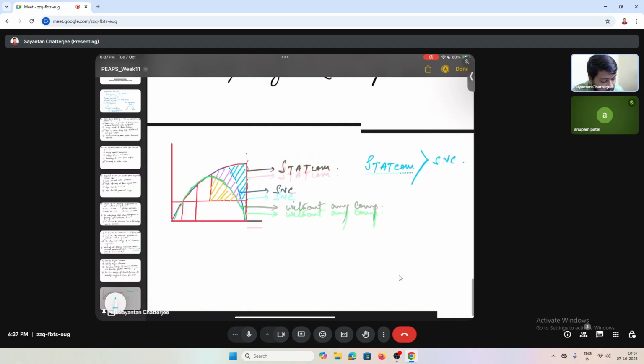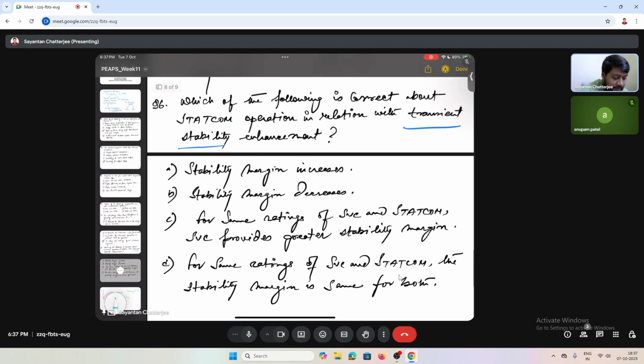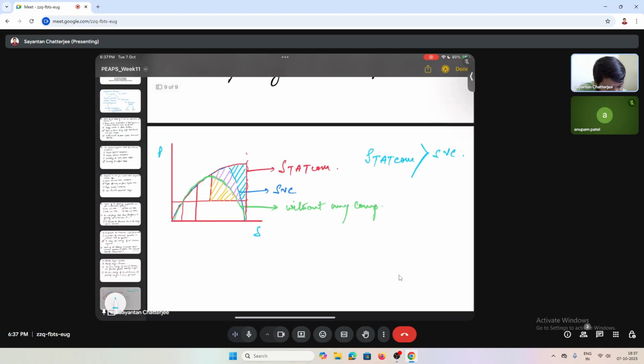This is the delta and P curve. So in all these cases, stability margin increases will be the correct answer. In all these cases, Statcom will have higher stability margin, whatever be the case. And with the operating angle variation, this line can reach even higher. So in every case, the stability margin will be improved more than SVC. So that is the option.